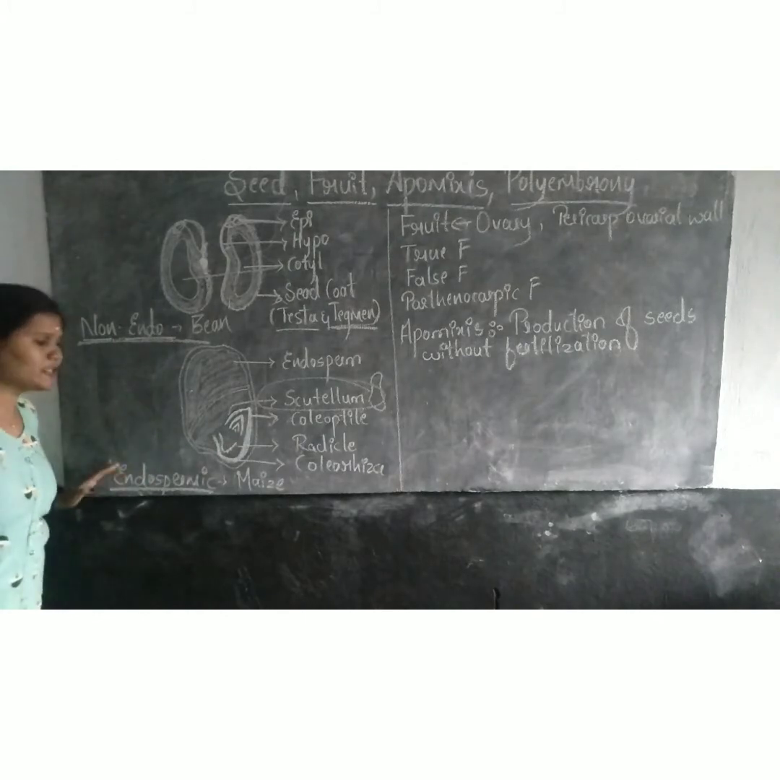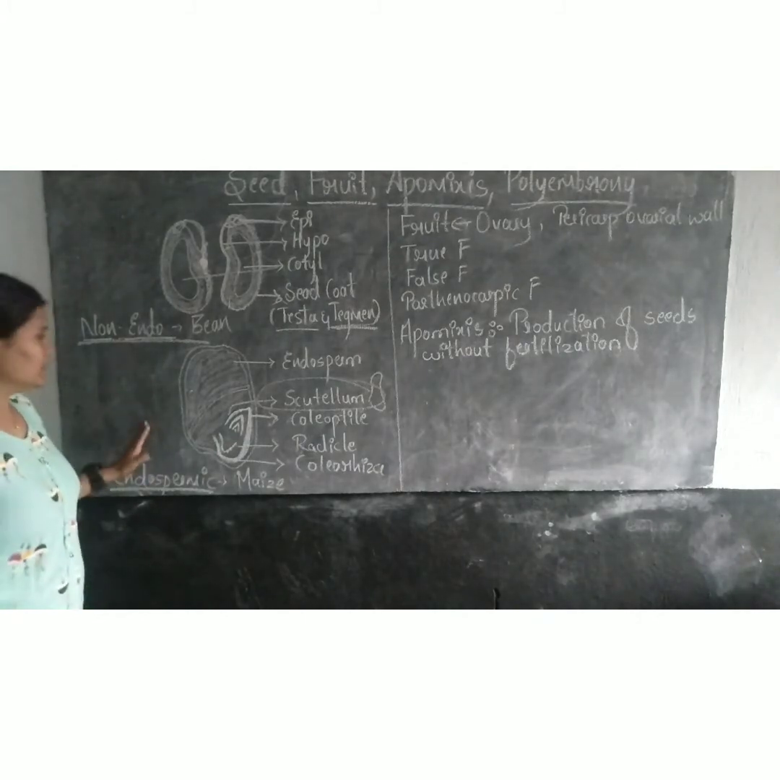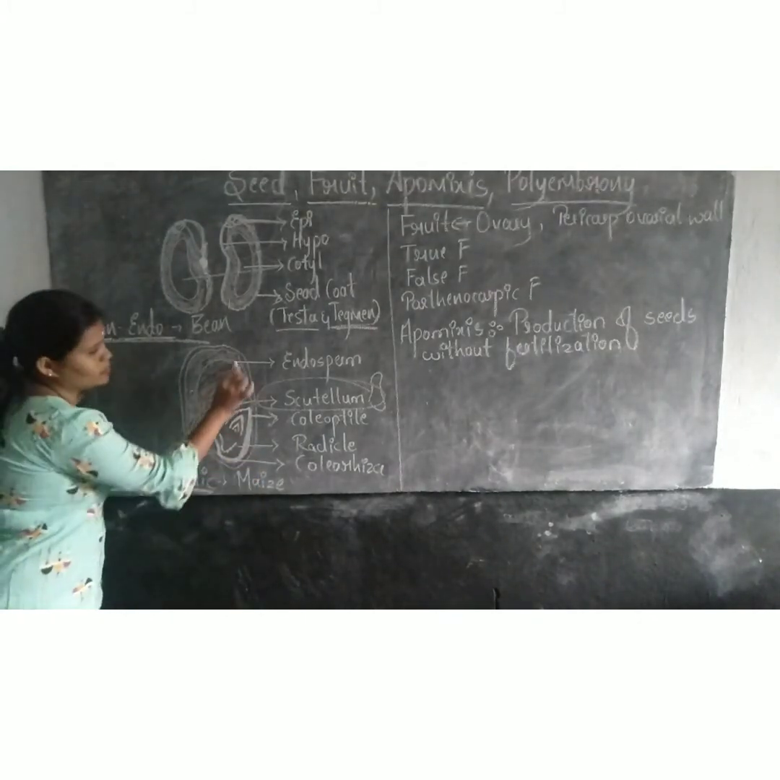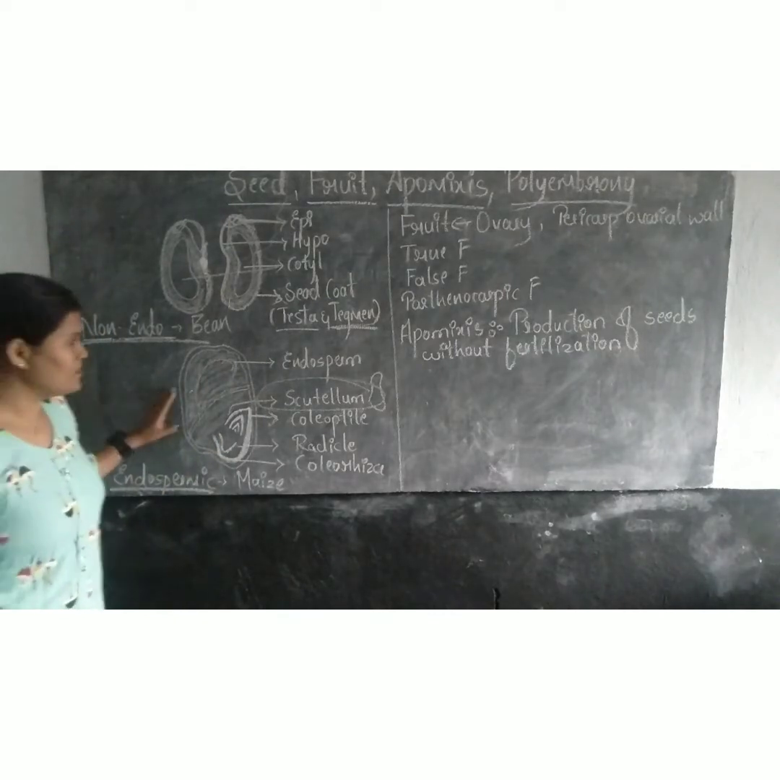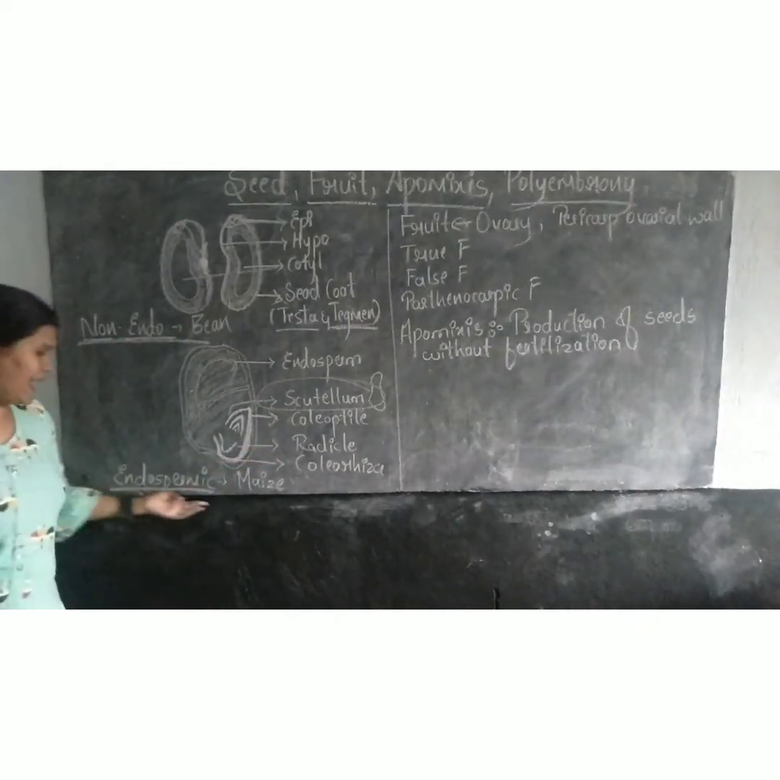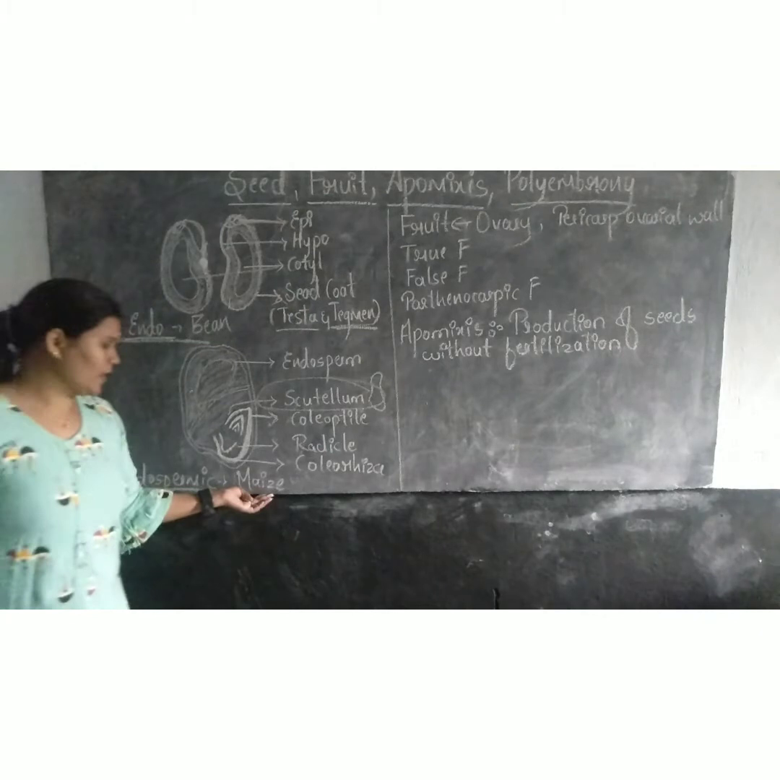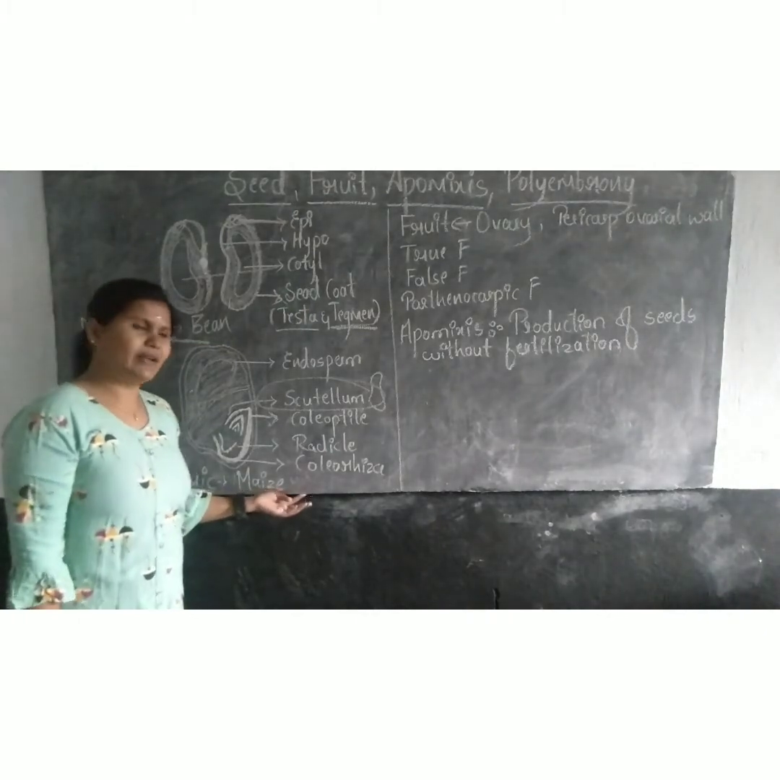Coming to endospermic seeds, here the endosperm will be present. The presence of endosperm is there, so that is called an endospermic seed. For example, you can take maize, coconut, etc.